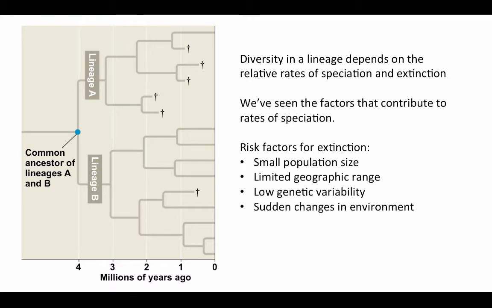Having a small population size is a big risk factor for extinction. A small population size makes populations susceptible to genetic drift, maladaptive evolution, and other sort of accidental loss of a population. Having a limited geographic range is a high risk factor for extinction. Having low genetic variability means that you're less able to adapt to changes in your environment. It's a definite risk factor for extinction. And then also, sudden changes in the environment that are happening too fast for this relatively slow process of evolution to adapt to can also lead to extinctions.